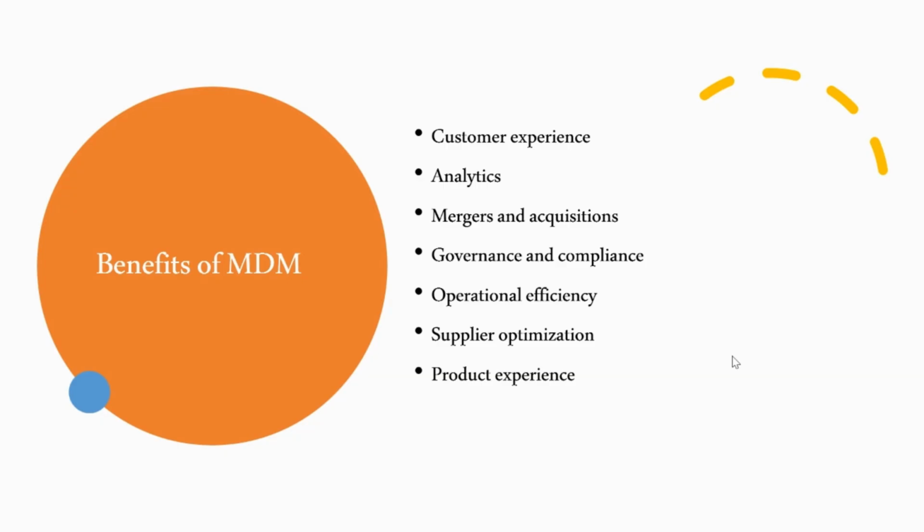Governance and compliance. I have already created a video on data governance, you can go and see. Data governance also talks about data quality and data compliance. When we have master data, only then will we be able to implement data compliance. Then operational efficiency. Of course, when we have good data, our operations will be smooth, and less time will be spent searching for the best data and doing a lot of research on the data, so that time will be reduced. Then supplier optimization.